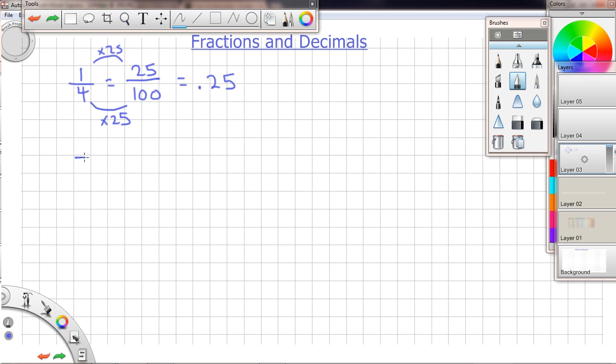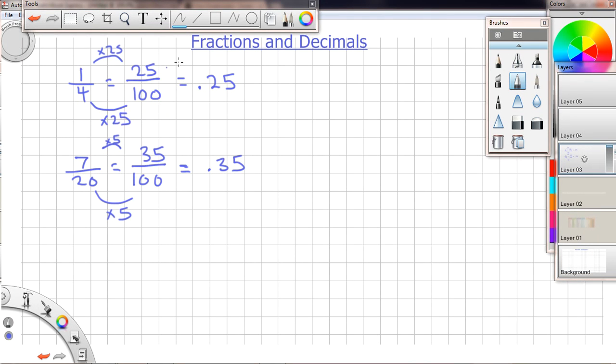Let's take 7 over 20. Now, I hope you can see I can multiply 20 by something to get 100, and that thing would be 5. 5 times 20 is 100. Do the same thing to 7. 7 times 5 is 35 over 100, so that means 7 over 20 is 0.35. That's a quick and easy way to convert some fractions to decimals.